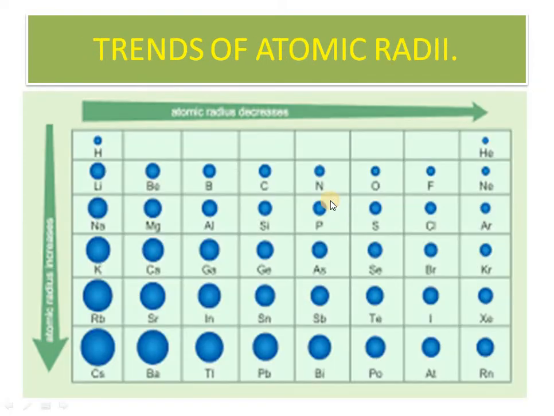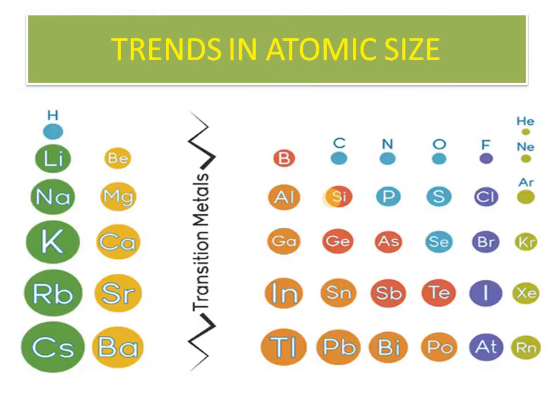Next are the trends of atomic radius, the down the group trend. As you can see, cesium has a higher atomic size as compared to rubidium and potassium. So down the group atomic size increases. Along the period from left to right it decreases. This we should keep in mind. And you know that the alkali metals will have the highest atomic size in a period, and down the group atomic size increases.